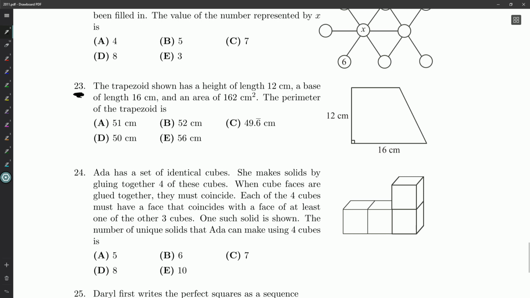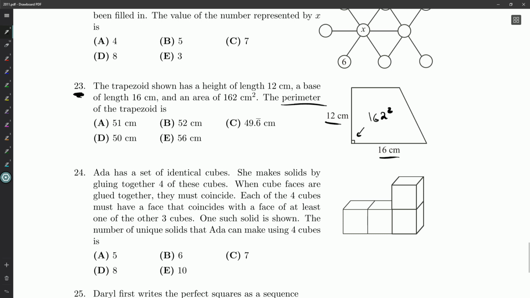Gauss paper. The trapezoid shown has a height of 12 and a base of 16 and an area of 162 centimeters squared, and I'm also noticing a nice little right angle here. And we're just being asked, what is the perimeter of the trapezoid?